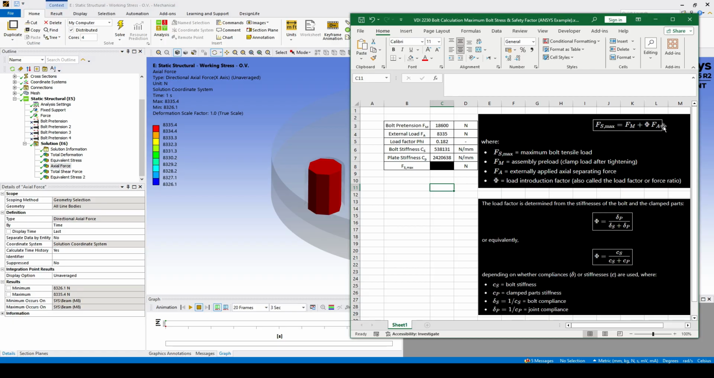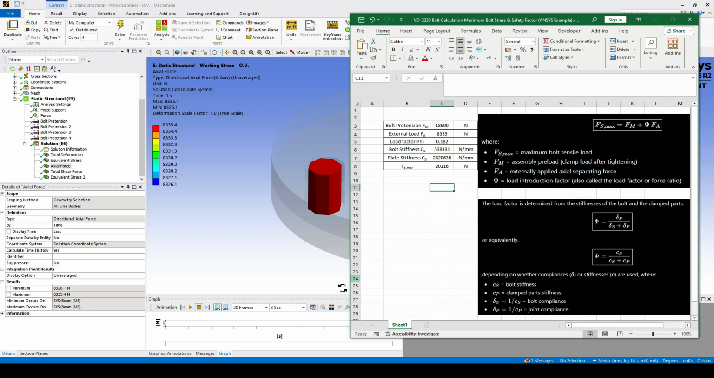So after applying our general formula to calculate the FS max, which is the bolt pretension plus the load factor phi multiplied by the external load that we have, we got an overall force of 20,116 newton. And this is the force that we have to use in order to calculate further the stresses acting on the bolt.